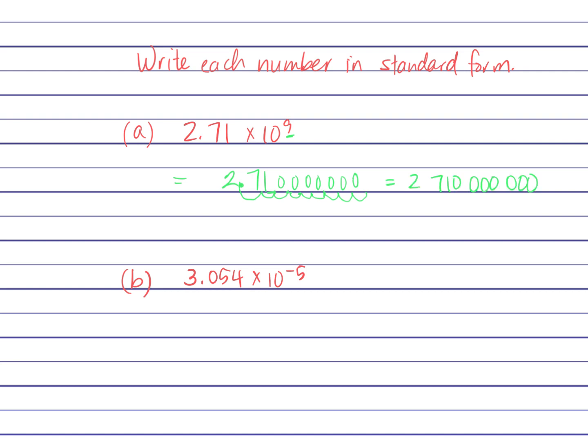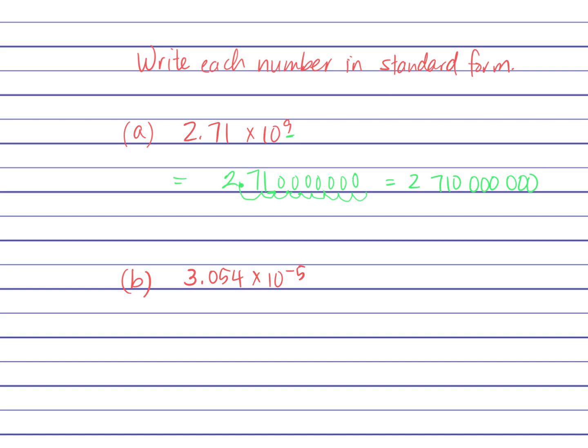I rewrite my number so that it looks nicer. Originally the decimal was here, so looking at my new number, I need to move it 9 places. So 1, 2, 3, 4, 5, 6, 7, 8, 9. This is my new number, 2,710,000,000.